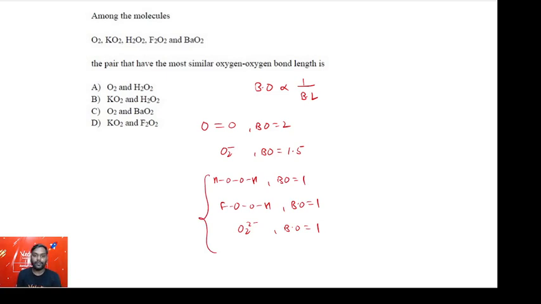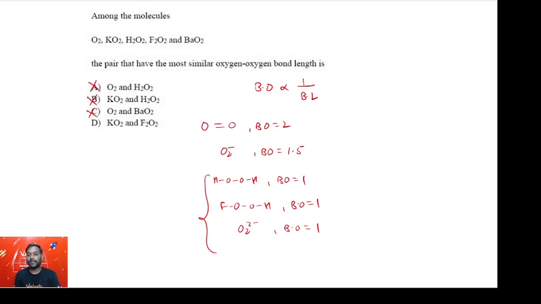Now you see there are 3 molecules with bond order 1, but in the options, if you check, they have matched O2 with H2O2, of course not possible, O2 has 2, so this is ruled out. KO2 and H2O2, this has 1.5, this has 1, ruled out. O2 and BaO2, again ruled out. So now we are left with KO2 and F2O2. Ideally in this case also KO2 has 1.5 and F2O2 has 1. So just like we ruled out option B, we should also rule out option D.